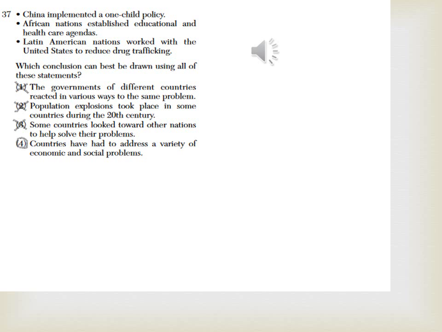Really easy question. It's not one because they're looking at different problems, so you can cross one out. It's not two because when you talk about increasing population, you're only dealing with the first bullet point, but you have to think about all three. So it's not two. Is it three? Some countries look towards other nations. No, it's not three, but it is four: countries had to address a variety of issues. So they're listing a whole bunch of problems. Really easy question, easy answer, right?